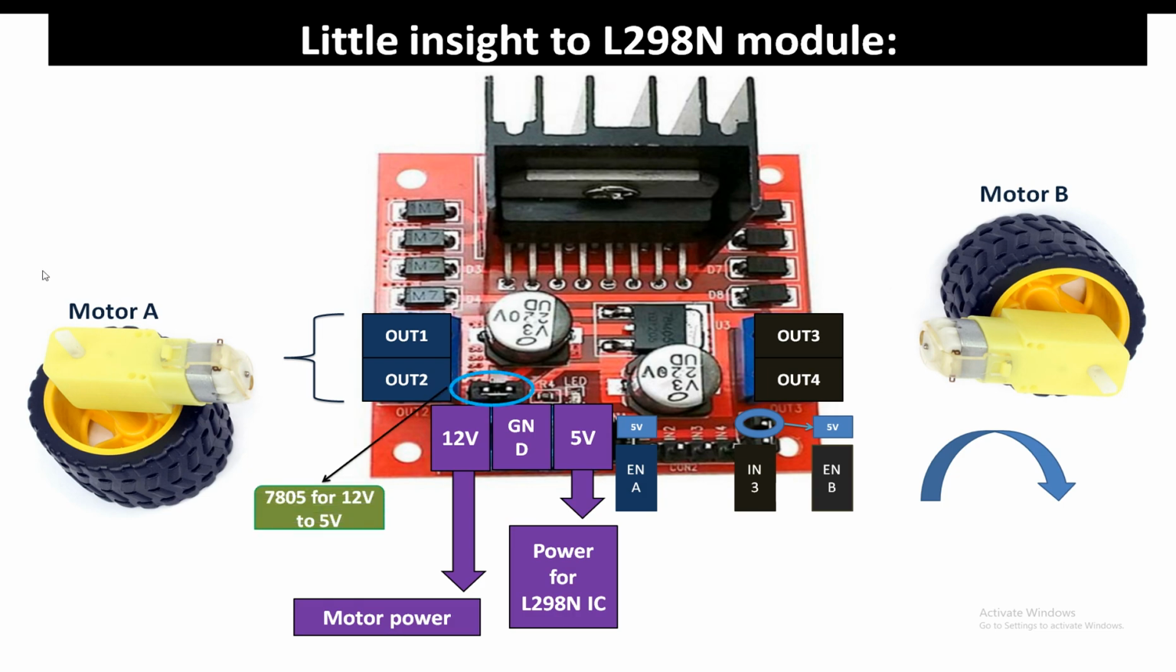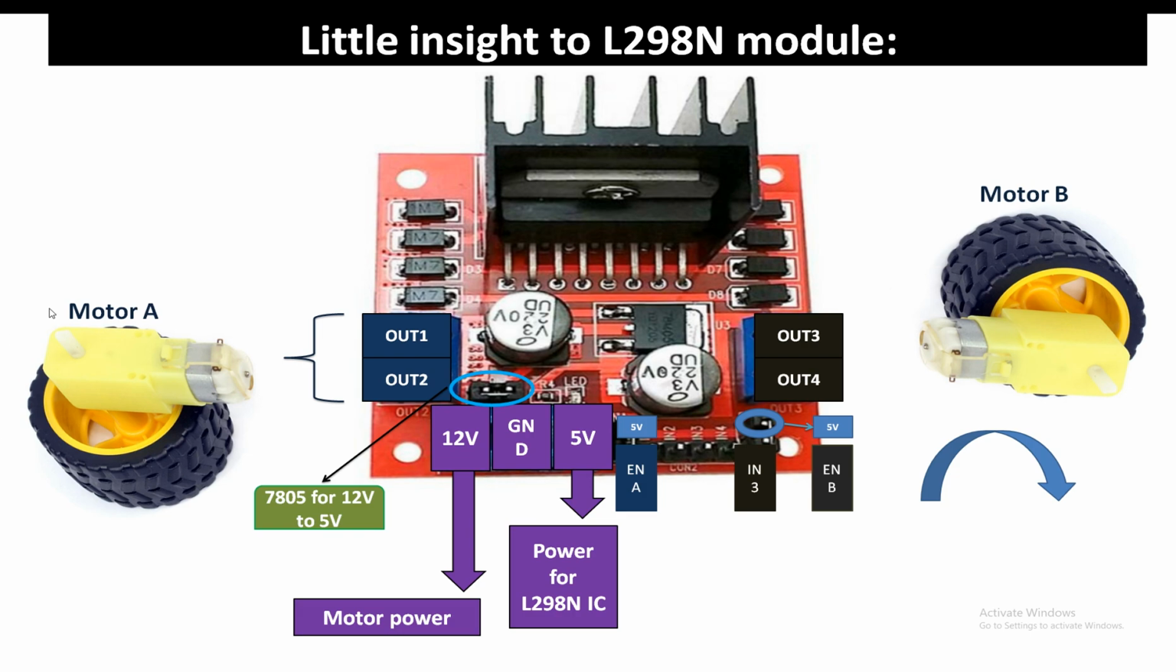Now guys, this here is a 7805 voltage regulator. You can see this IC, and this jumper. If you place the jumper here, then you don't have to give a separate 5 volt to the L298N IC. You just place a jumper here, it will auto convert the 12 volt to 5 volt, just like a normal 7805, and this is a great feature.